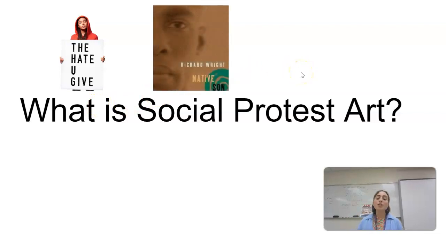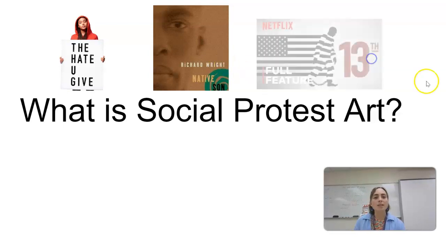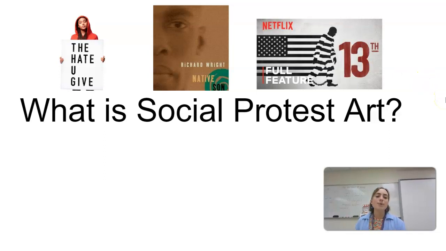The second example is a much older book called Native Son by Richard Wright. This book came out a long time ago and is thought of as one of the first examples of social protest art to be published. We have a bunch of books by Richard Wright in the Media Center, and he's a fantastic author that I would definitely recommend. The third example of social protest art is a documentary that's on Netflix, and it's called 13th. You might have heard about this one because it is about the prison system in the United States and how the prison system has a really unequal impact and effect on Black Americans, more so than other groups of people in the country.